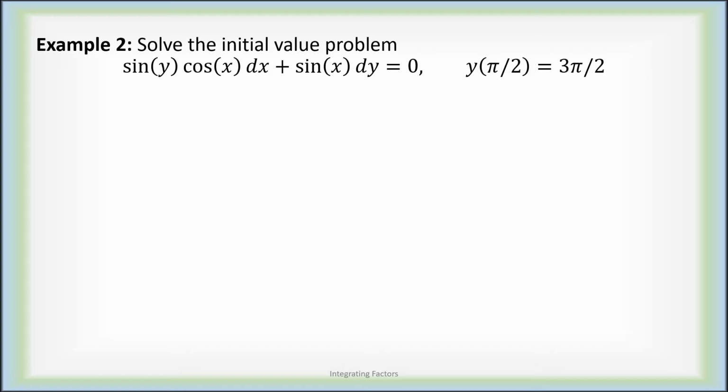Another example, solve the following initial value problem. The sine of y times the cos of x dx plus the sine of x dy is 0, given y of pi over 2 is 3 pi over 2.